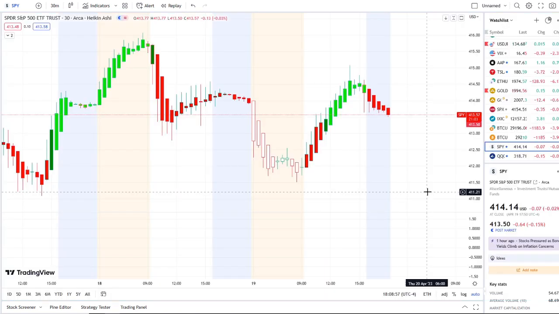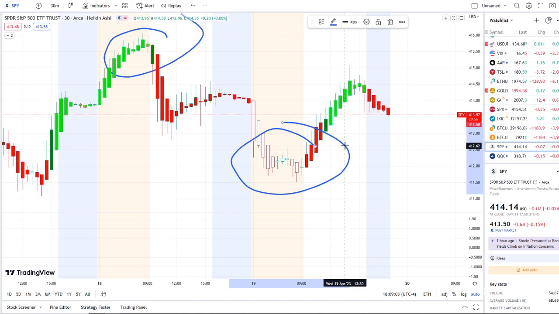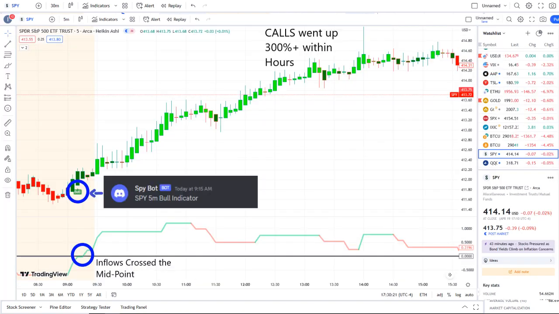Here we are with the SPY, the S&P 500 index, doing a full transition from the rip area yesterday to the dip area in today's pre-market and back up to the rip area in today's volatility. And within today's volatility, our SPY bot sent out a bull indicator at 9:15 a.m. and from that moment forward, inflows crossed the midpoint to the upside, full strength there on 42 vision, into the bell and after the bell, and call options went up 300% plus within hours, guys.